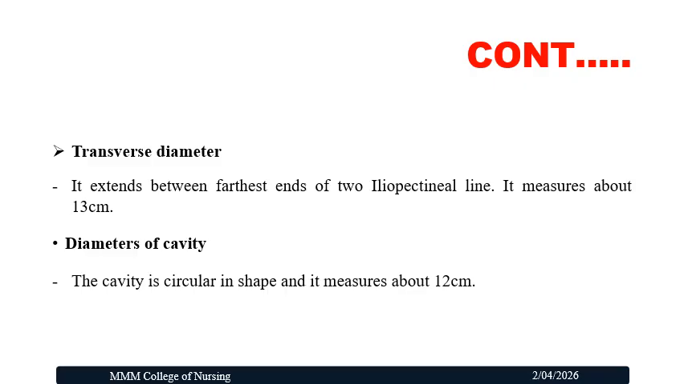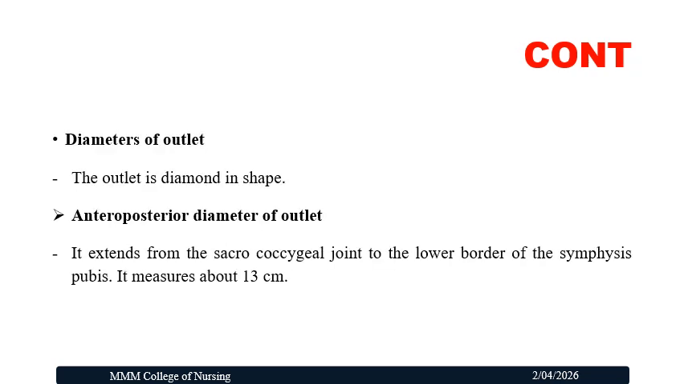Coming on to the second part of the pelvis, that is cavity. So cavity is circle in shape, so it measures about 12 centimeter. That is anteroposterior diameter, transverse diameter and oblique diameter. All three diameters are 12 centimeter in the cavity. Next, diameters of outlet. So as I told you earlier, the outlet is diamond in shape. So under this outlet, the anteroposterior diameter, it extends from the sacrococcygeal joint to the lower border of the symphysis pubis. It measures 13 centimeter.